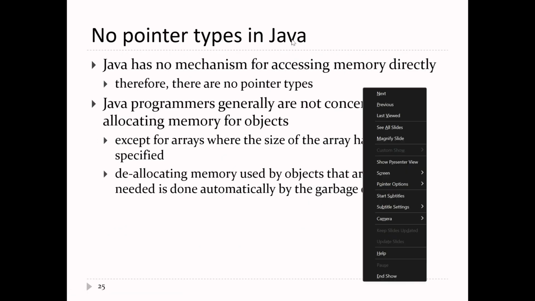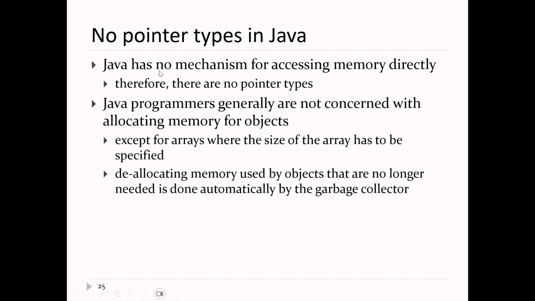Okay, more good news. No pointers in Java. Java has no mechanism for accessing memory directly, which is what a pointer is. A pointer is just a memory address. Java doesn't let the programmer get to an actual memory address, so there's no way to directly access memory in Java. So there are no pointer types, which means you don't have to worry about pointers. You don't even care about allocating memory for objects. The language does that for you. So there's no malloc needed here. The only exception is for arrays. When you make an array in Java, you have to tell Java how big the array is, how many elements are in the array.